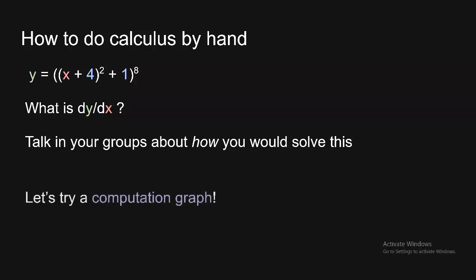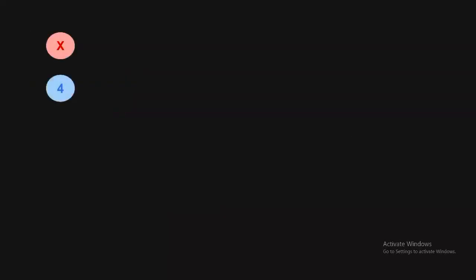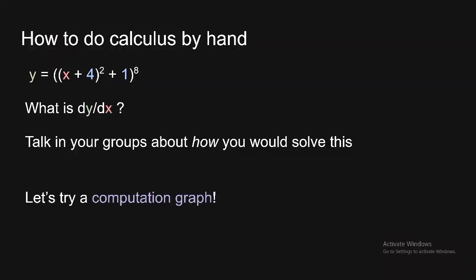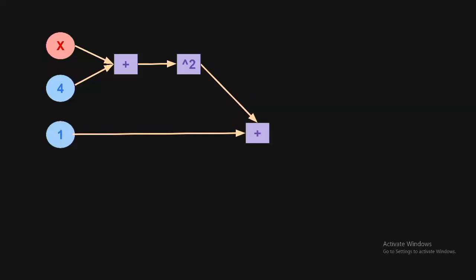So, we're going to introduce this idea of a computation graph. And it's very important for expressing machine learning models and a few other things, but it's also very helpful for doing calculus by hand if you ever need to do it. So, we're going to draw out the function that we just looked at. So this is the x plus 4 squared plus 1 to the 8th. So let's draw it out. So we have x and 4, and we add them. Then we're going to raise them to the power of 2. Then we're going to add 1. And then we're going to raise it to the power of 8. Basically, with this image, you get the core idea of computation graphs.